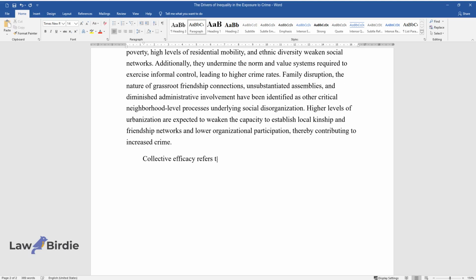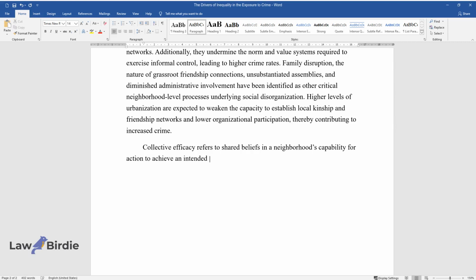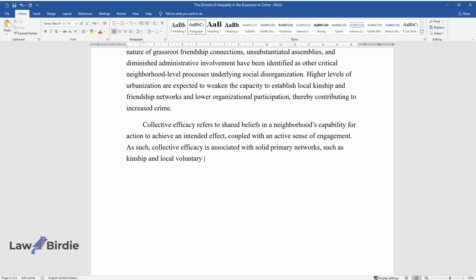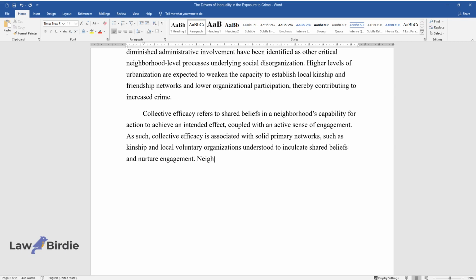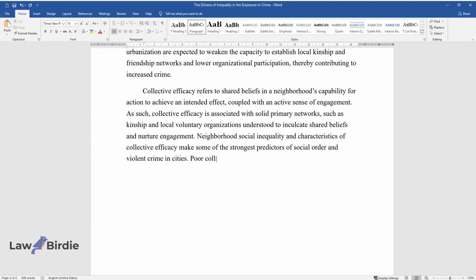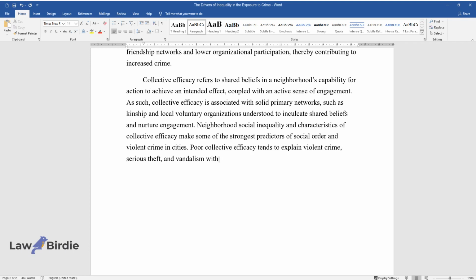Collective efficacy refers to shared beliefs in a neighborhood's capability for action to achieve an intended effect, coupled with an active sense of engagement. As such, collective efficacy is associated with solid primary networks, such as kinship and local voluntary organizations understood to inculcate shared beliefs and nurture engagement. Neighborhood social inequality and characteristics of collective efficacy make some of the strongest predictors of social order and violent crime in cities. Poor collective efficacy tends to explain violent crime, serious theft, and vandalism within neighborhoods.